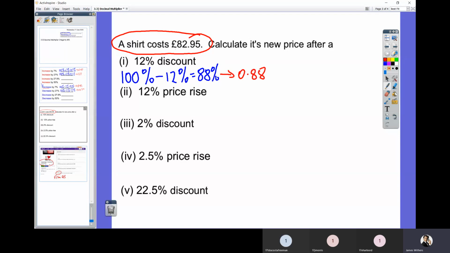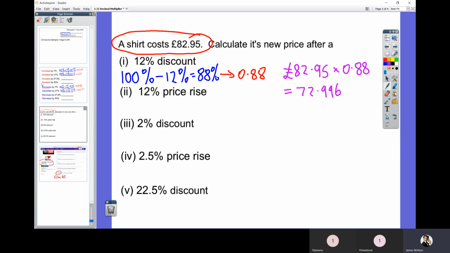So we're now actually going to apply that multiplier to this particular question. So the shirt cost £82.95 to start with. You multiply it by that multiplier, and you see what you get. So just get my calculator. £82.95 multiplied by 0.88, and I get 72.996. So rounding that up, I'm going to get £73 exactly. Okay, that was demonstrating a discounted one.